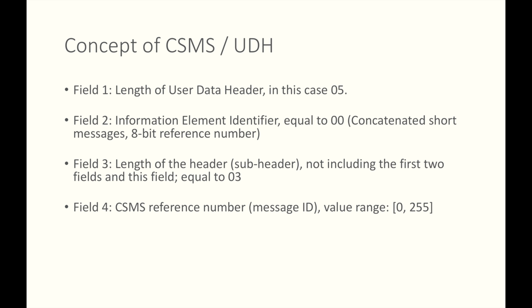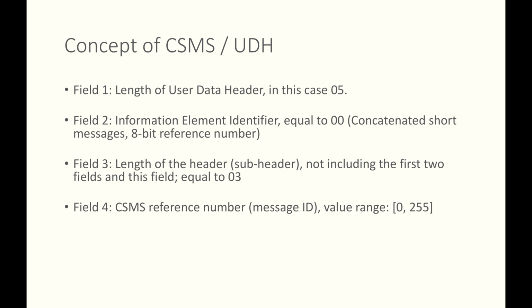Alright, the fourth field is pretty much a message ID. It identifies which SMS part belongs to which message, so that different messages will not be mixed up in the recipient's device. This message ID ranges from 0 to 255. The length of the fourth field itself is 8 bits. If you think this many message IDs are not enough for you, then you can use a 16-bit reference number. Then you have over 65,000 message IDs.